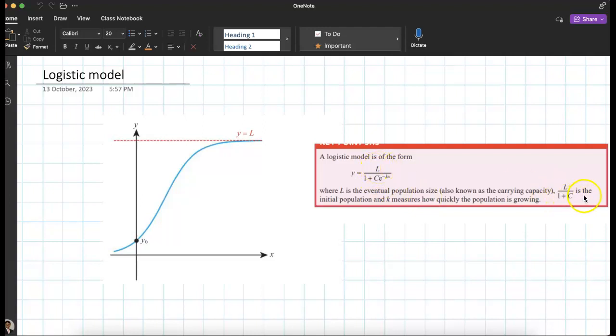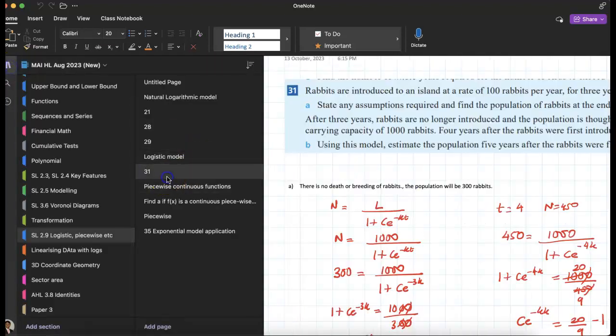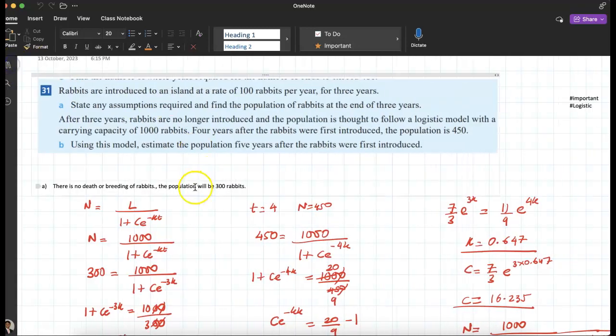L upon 1 plus C is the initial population. It's very simple. You don't have to learn this. You just put your x as 0. When you put your x as 0, L upon 1 plus C, that's your initial population. And k measures how quickly the population is growing. So this is what you need to remember in logistic model. The values will be given, you have to just substitute and solve. There's nothing you have to remember. So like this.